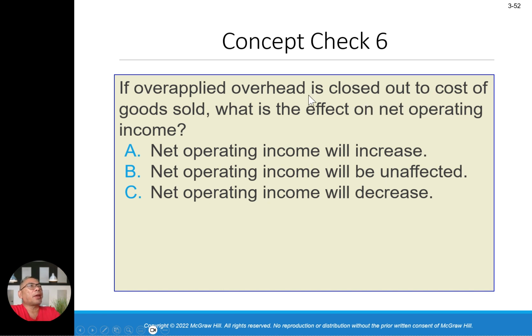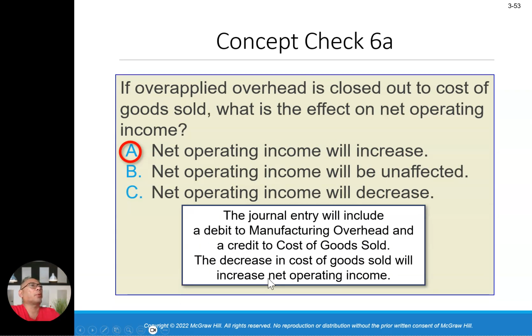Next one. Concept number 6, right? If overhead is closed out to cost of goods sold, what is the effect on net operating income? So the effect will be A. Why? The journal entry will include a debit to manufacturing overhead cost and a credit to the cost of goods sold. And the decrease of the cost of goods sold will increase the net operating income. That is basically the end of this chapter.